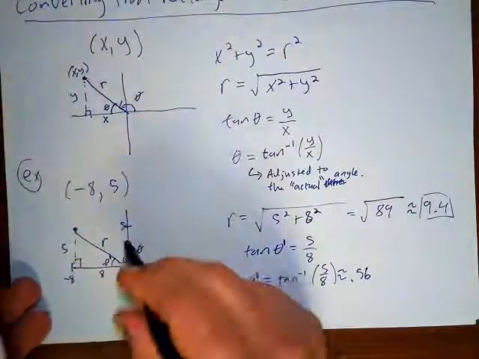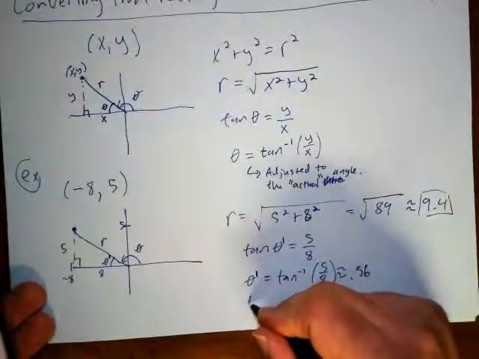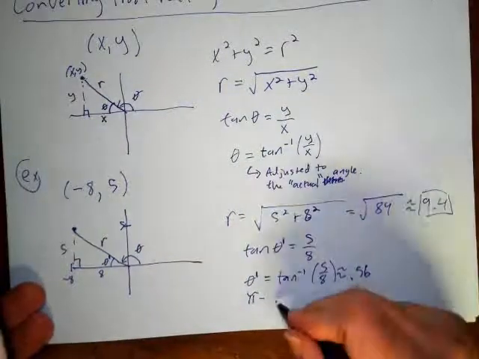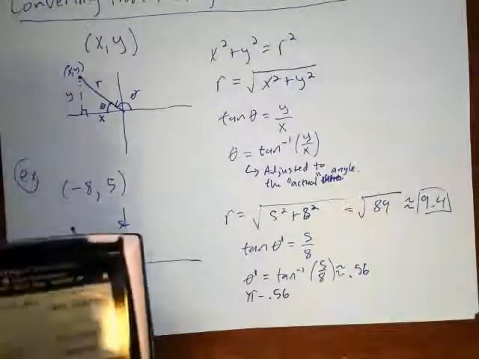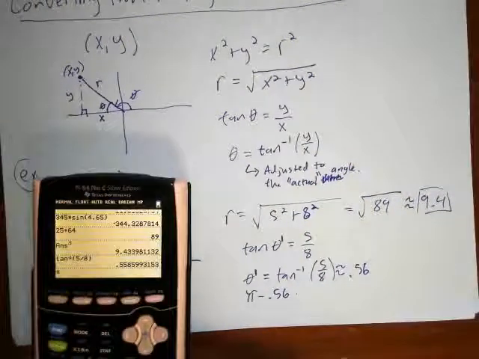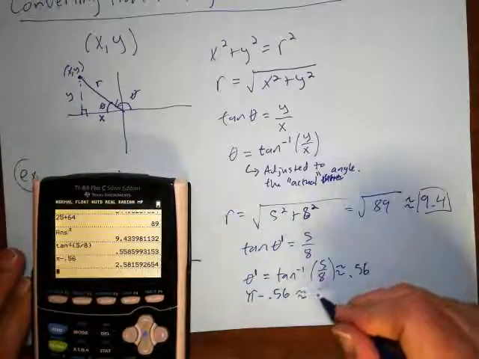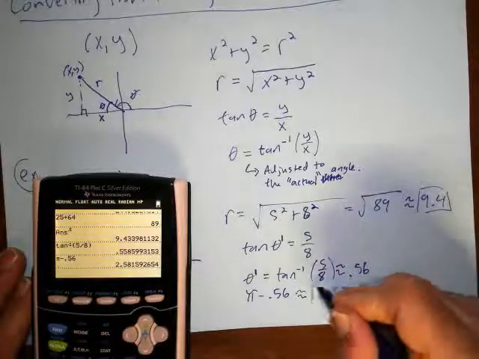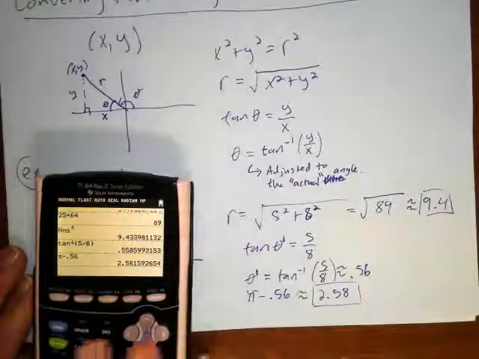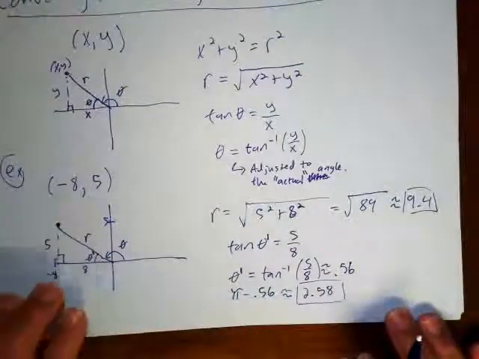And so what I'm going to do, this whole thing is pi, and I'm going to back it up by that 0.56. So I'm going to take pi minus 0.56, and I get 2.58 for my angle in terms of radians, okay?